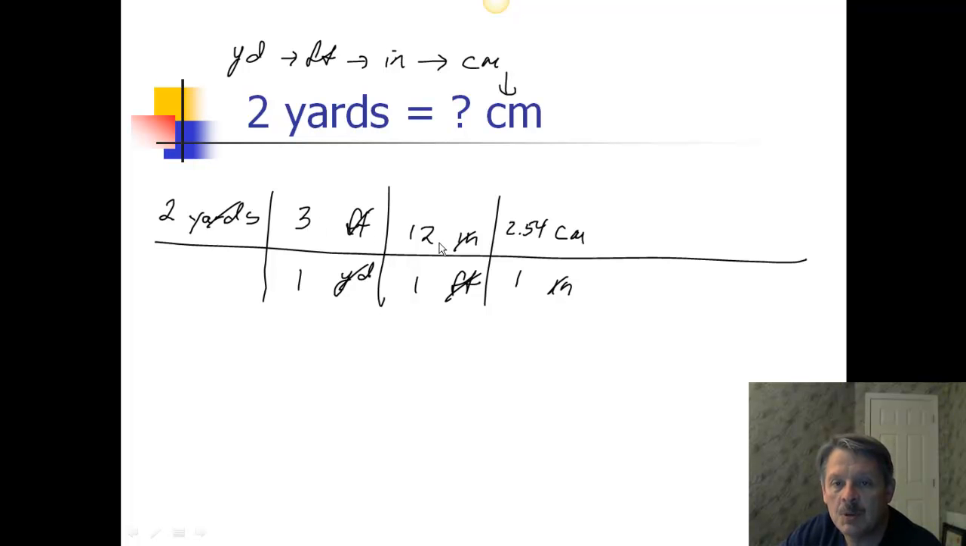6 times 12 is 72. 72 times 2 is 144. Plus half of 72, which is 36, is 170. So say about 180. It's going to be somewhere between 180 and 185, maybe, centimeters. And I'll let you figure that out with a calculator.